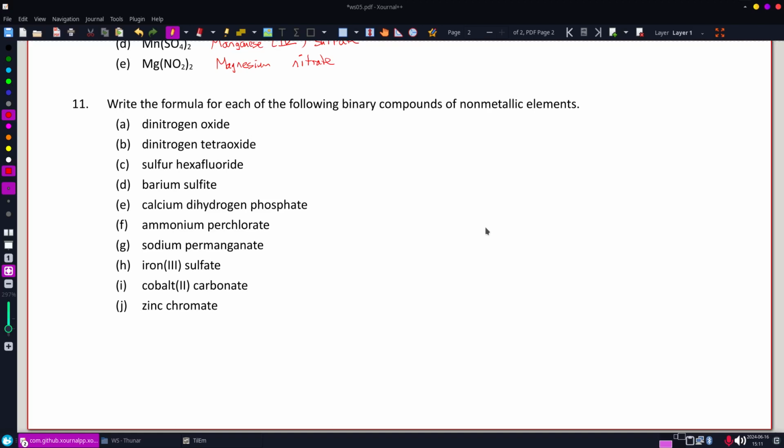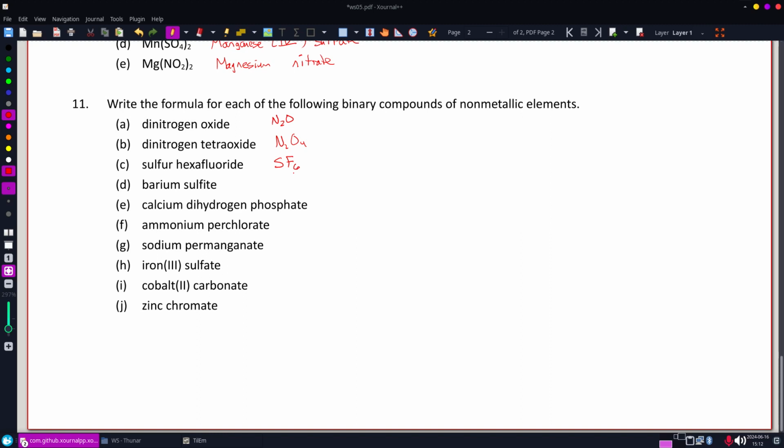Right, write the formula of each of the following binary compounds. I have some that are just nonmetal and nonmetal, and they will have little prefixes telling us how many they are. So this first one, dinitrogen oxide, tells us there's two nitrogens for every one oxide, followed by dinitrogen tetraoxide, which means there's two nitrogens for every four oxygens, and sulfur hexafluoride, one sulfur, six fluorides.